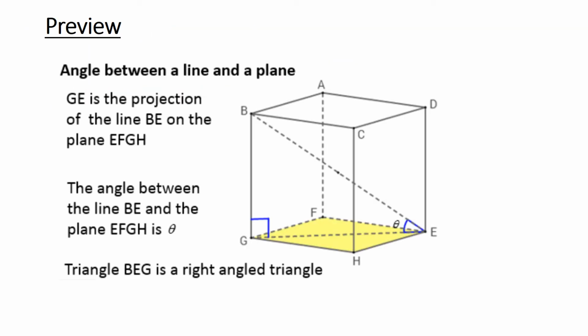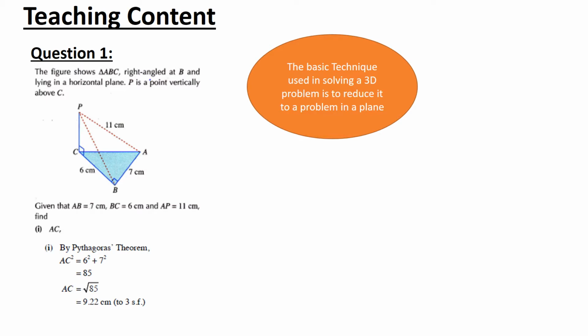Angle between a line and a plane. In the figure, G is the projection of the line BE on the plane EFGH. The angle between the line BE and the plane EFGH is theta. Triangle BEG is a right angle triangle. Dear students, the basic technique involved in solving a 3D problem is to reduce it to a problem in a plane. Now let us take a question.